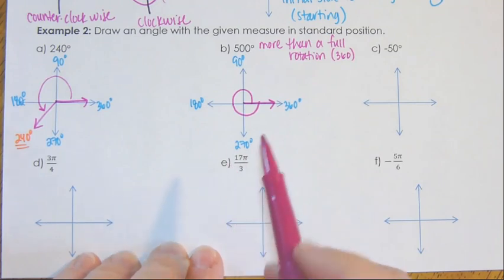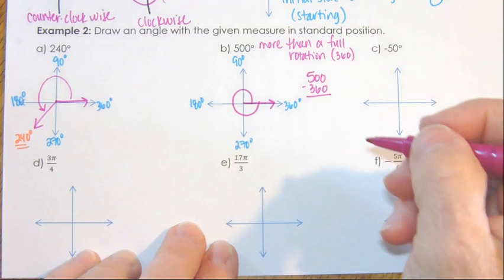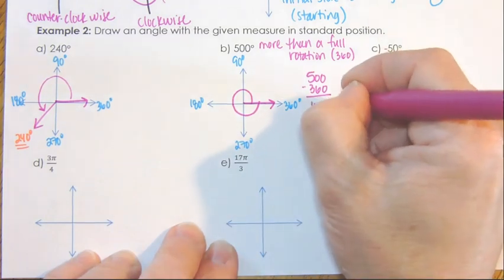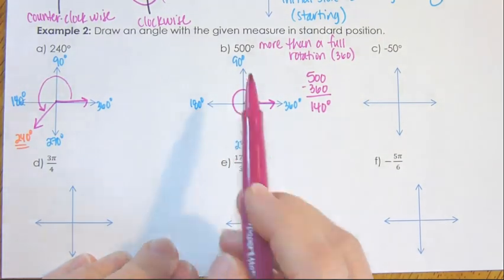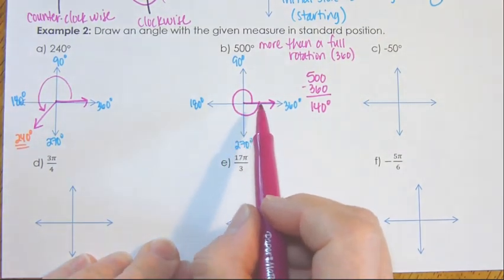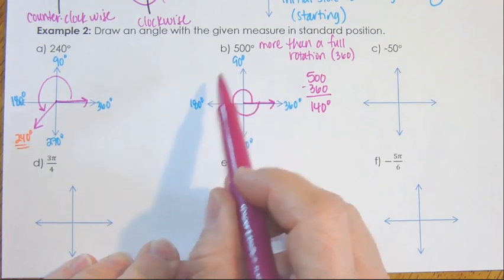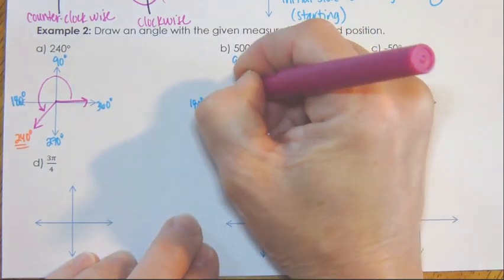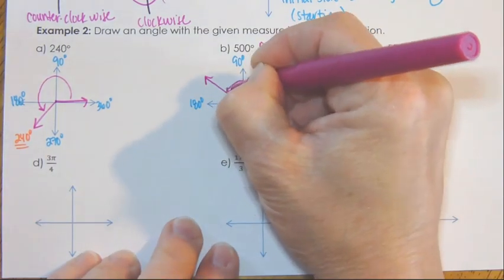To tell how much more I need to go, I'm going to need to do 500 minus 360. And that gives me 140. So I still need to go 140 more degrees to make that 500-degree rotation. So if I go here, that's only 90, 180. So 140 is somewhere in between these two. That looks pretty good to me. These don't have to be perfect.